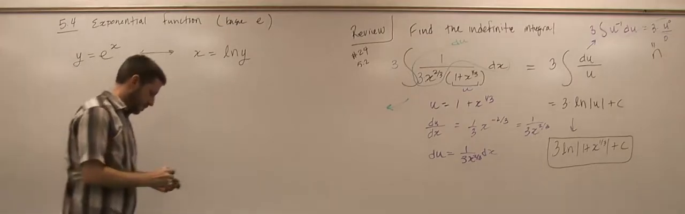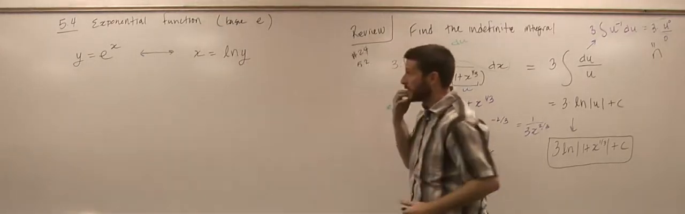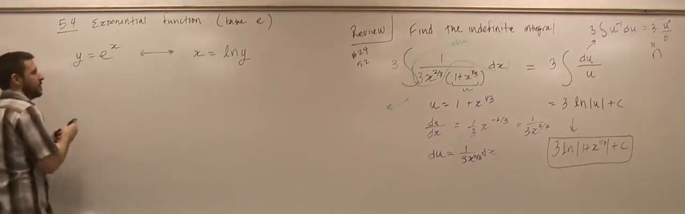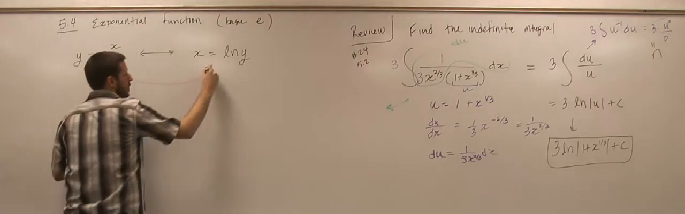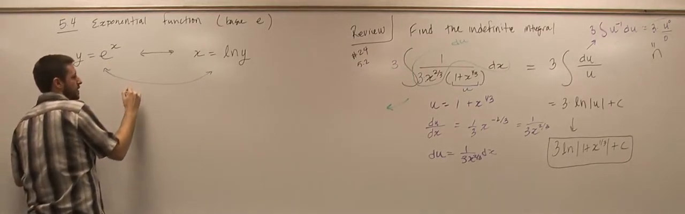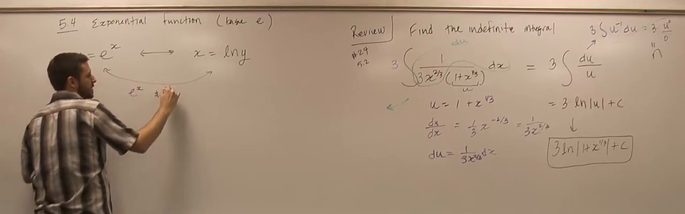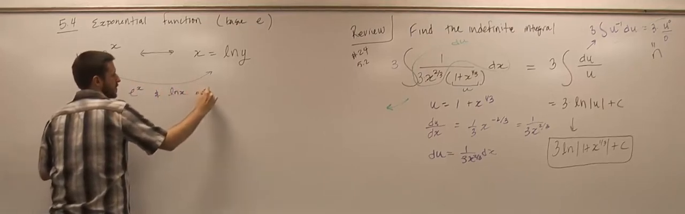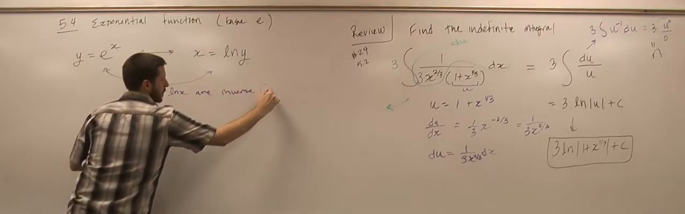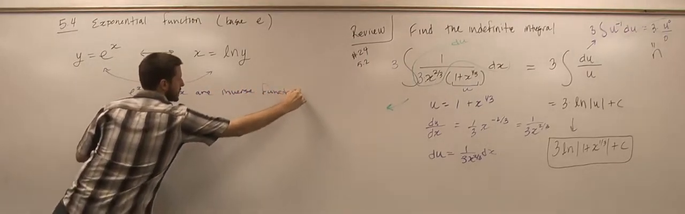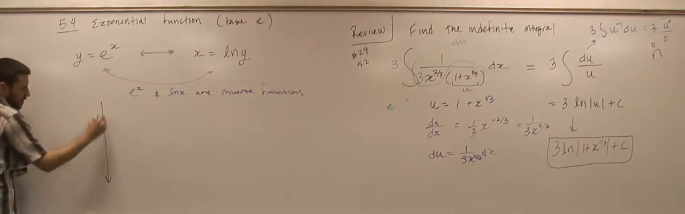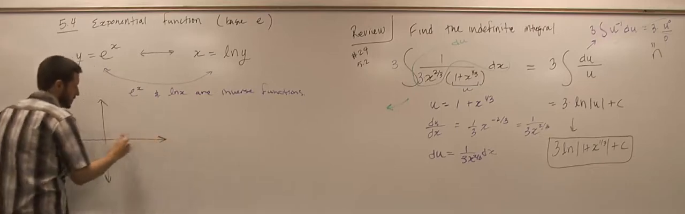Now, that probably means nothing to you. So let me make it a little more clear. e to the x and ln x are inverse functions. That's what this is. What that means about their graphs, to give you a good picture to go by here, do you remember what the graph of ln x looks like?